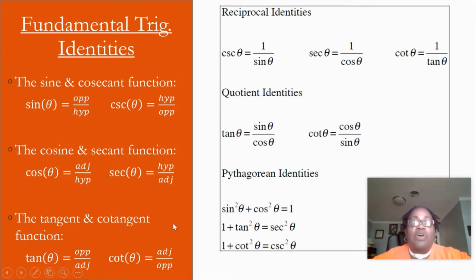You took notes on reciprocal identities, quotient identities, and Pythagorean identities. These are the notes you need to have to work on the problems that you're going to be assigned, okay? So this is preparing you for pre-cal. Those who are already in pre-cal, you've already seen these. So good luck, guys.